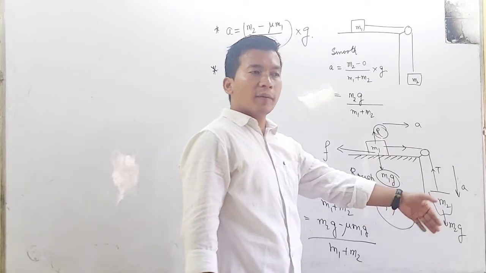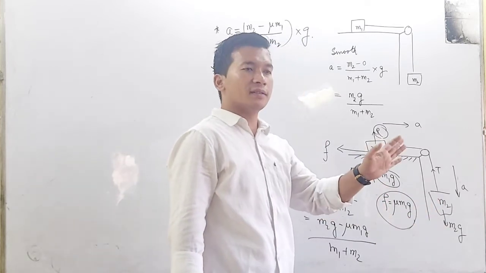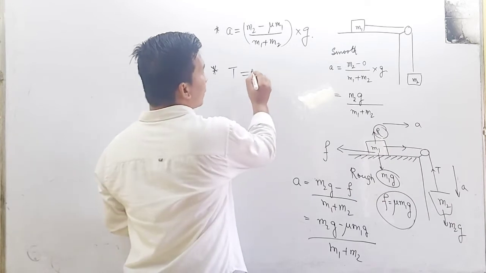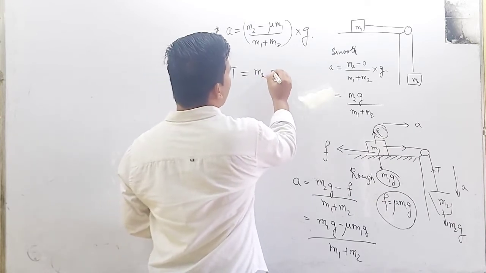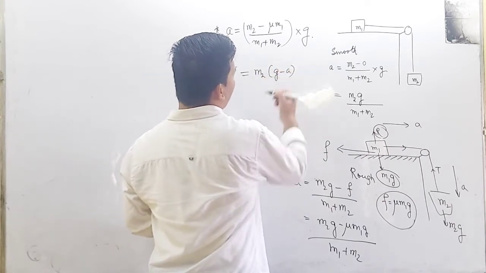Descending, the apparent weight increases or decreases? Decreases. So we are going to take it as M2, this is G minus A.